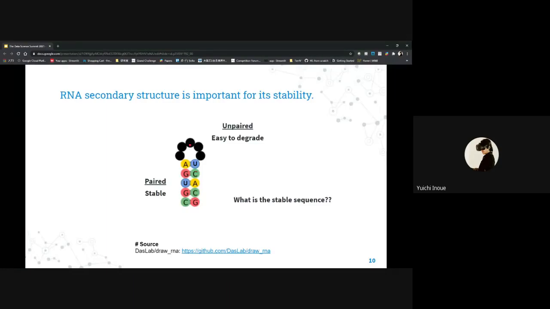The mRNA is made up of A, U, G, and C. A and U, and G and C, form a pair like this. The paired regions are less prone to degradation, but unpaired single-strand regions are more prone to degradation. And the sequence of mRNA plays a major role in how the secondary structure of mRNA is formed. Predicting which sequences are stable and which are fragile will be important for the stable storage of mRNA vaccines.